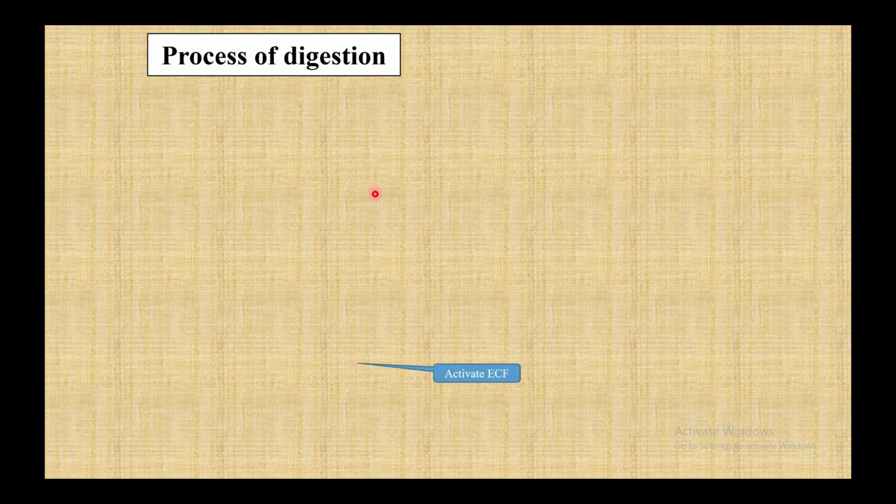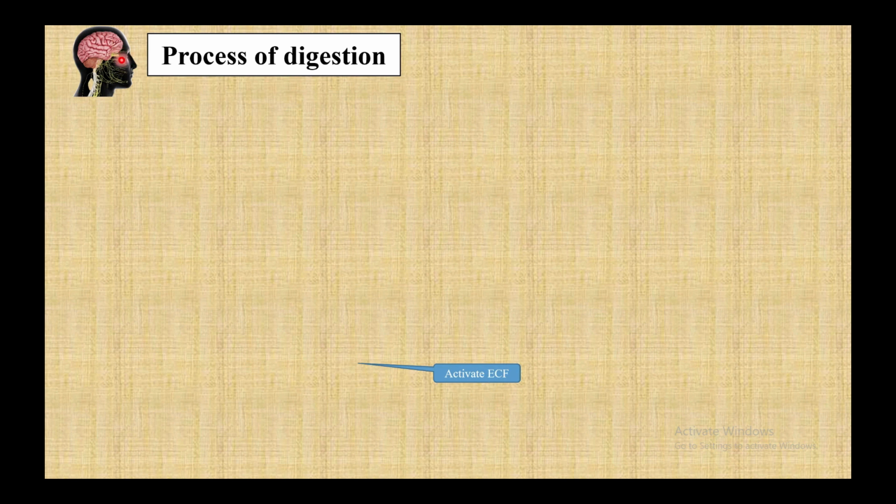Now we'll see the process of digestion. Whenever you are eating some food, for example at your breakfast just now, what happens is that automatically the central nervous system gets activated. You are seeing this here: the central nervous system gets activated when you are eating the food, because our body, our central nervous system, gets a sense that you have taken food.